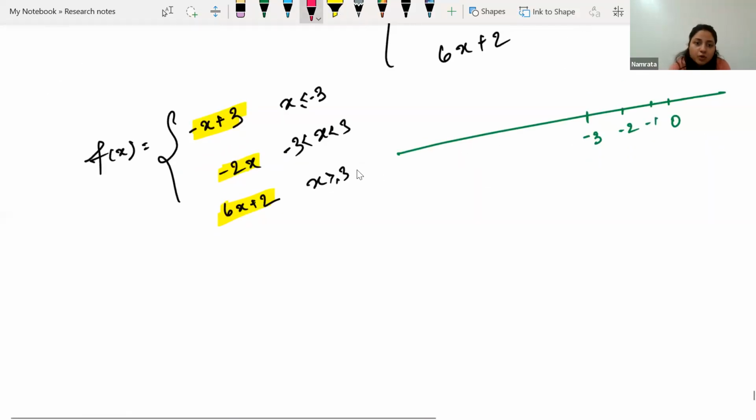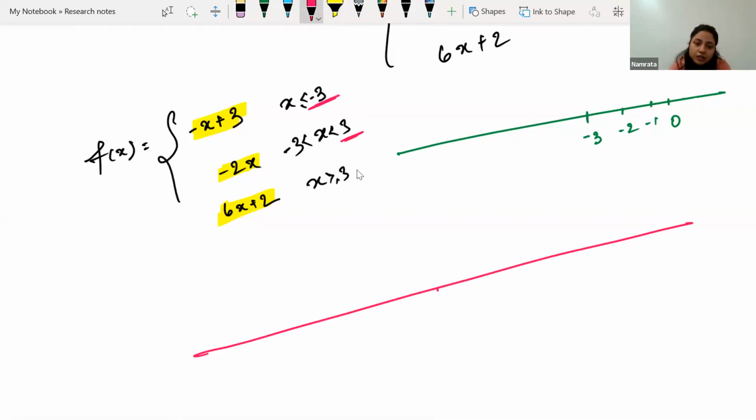Here I can see the points are -3 and 3. I will locate them over here. 0. Here we must have -3. Here we must have 3. Okay. Now we will be finding the left hand limit, the right hand limit, and the function value at a given point.